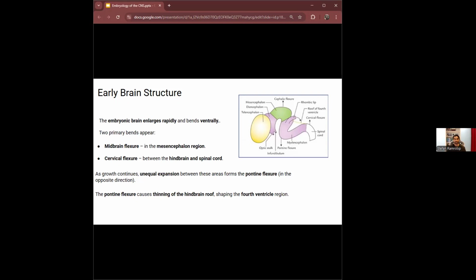These bends help the developing brain accommodate its rapid growth within a limited space, and as the development continues, unequal expansions between these regions lead to the formation of a third, opposite bend, the pontine flexure, which curves dorsally. The pontine flexure will play a crucial role in causing spreading of the hindbrain roof, which shapes the fourth ventricle and sets the groundwork for the future pons and cerebellum.